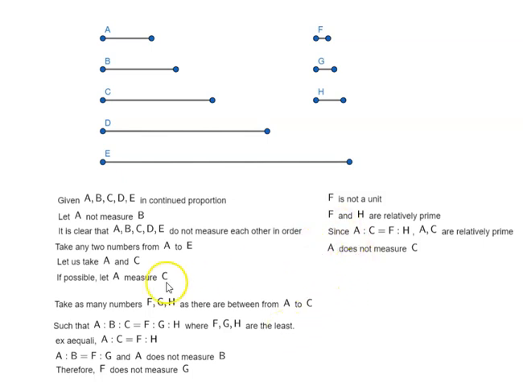So basically, we have shown in one case like that, we can choose any two numbers. We can choose B and D, or B and E, or A and D, or A and E, and show that A will not measure any number which appears later, or B will not measure any number which is appearing later, provided A does not measure B. So that is proposition number 6 of book 8 of Euclid's Elements.